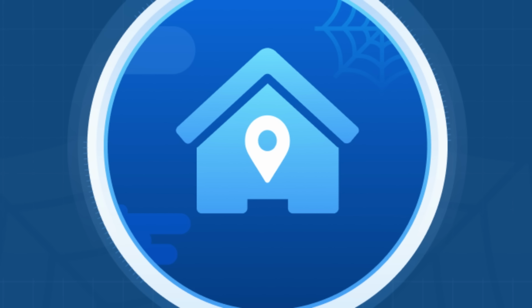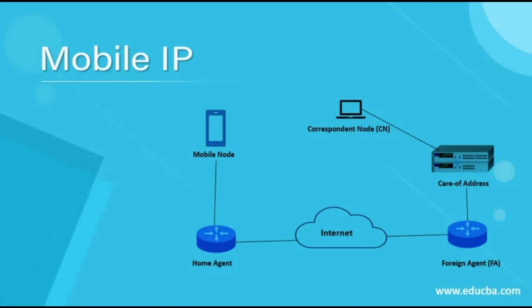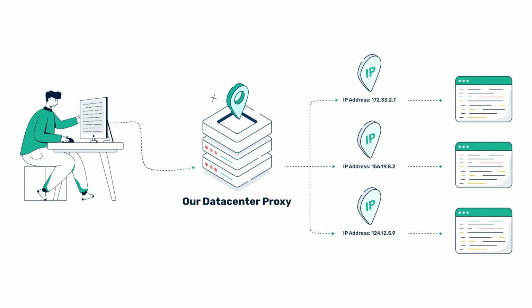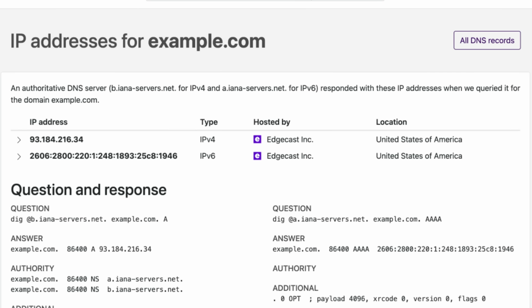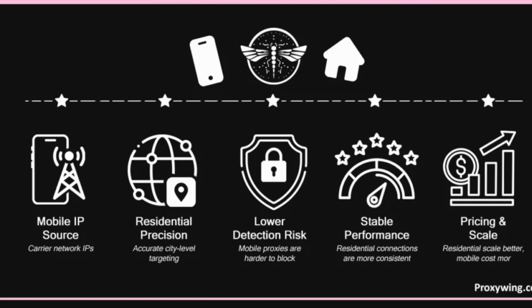3 flavors. Residential IPs look like a normal home connection. Mobile IPs look like a phone on data. Data center IPs are cheap but obvious. Sites spot them instantly. For anything picky, residential or mobile is the move.